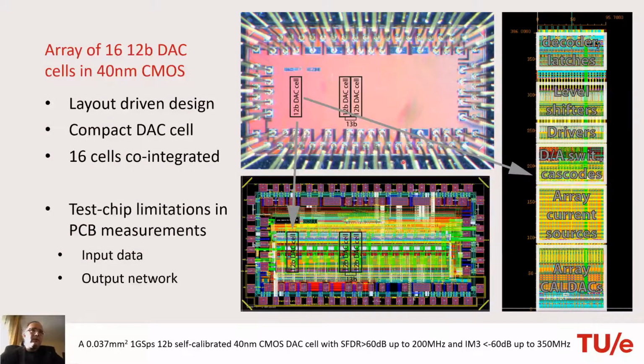Then we put this 12-bit single DAC cell together with 16 others. Yeah, so these are 16 cells. And then you see that it's a very compact, rectangular shape, so that integration is enabled.